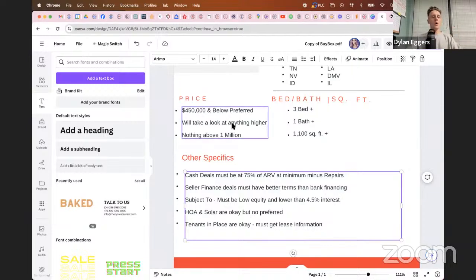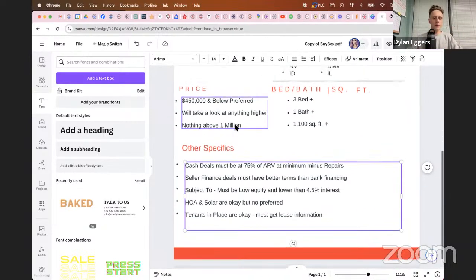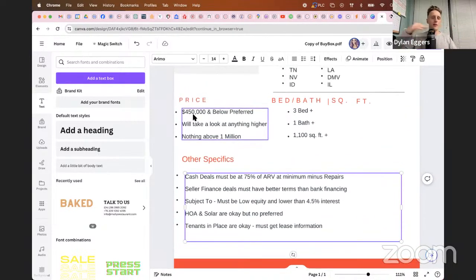But for wholesaling creative finance deals, once you start to get above that $200,000 price range, so many people automatically see a 5 or 6% rate and they get turned off.